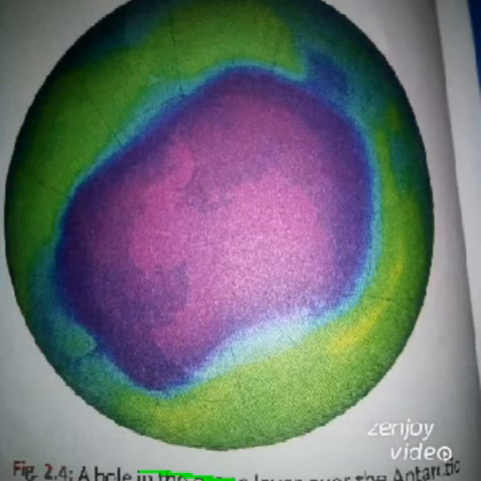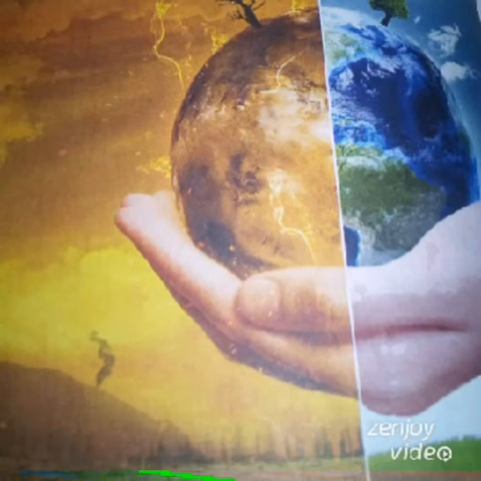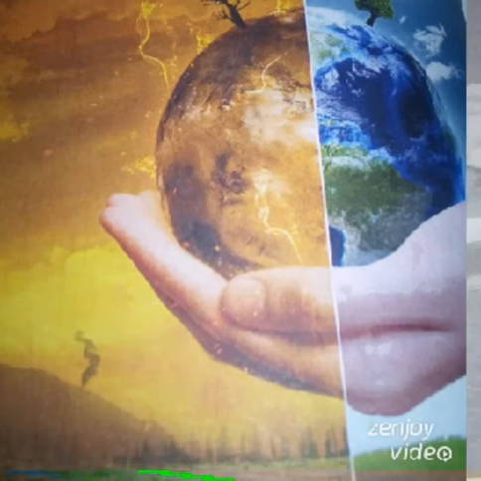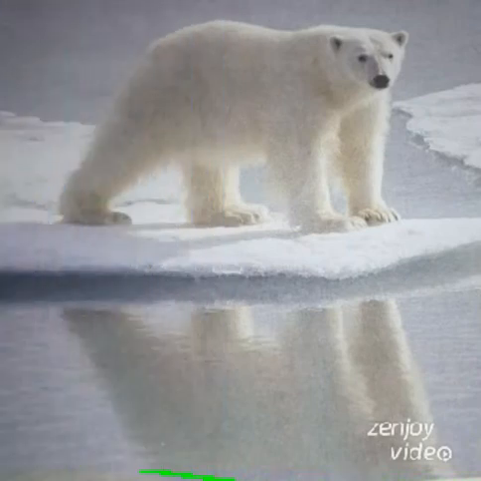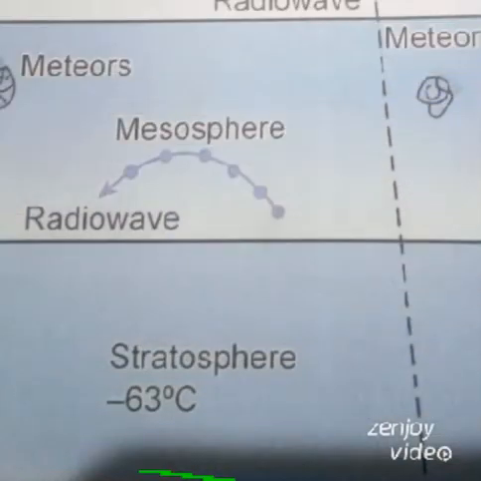Now let's talk about mesosphere. Mesosphere extends up to 80 km from the stratosphere. After it there is the mesopause that divides the mesosphere and thermosphere. Meteorites burn up due to friction with the atmosphere in this layer.